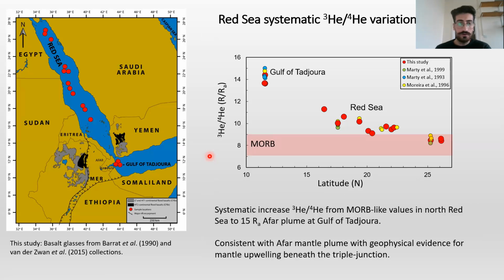So our study includes helium isotopes from basalt glasses from Barrat 1990 and Wonderson et al. 2015 collections. Here you can see the sample locations. And as you can see from this plot, there's a systematic increase in helium-3/helium-4 from more MORB-like values in the North Red Sea to 15 R/Ra of the Afar plume at the Gulf of Tadjoura, which is located here. And this is consistent with the Afar mantle plume, with geophysical evidence for mantle upwelling beneath the triple junction here.